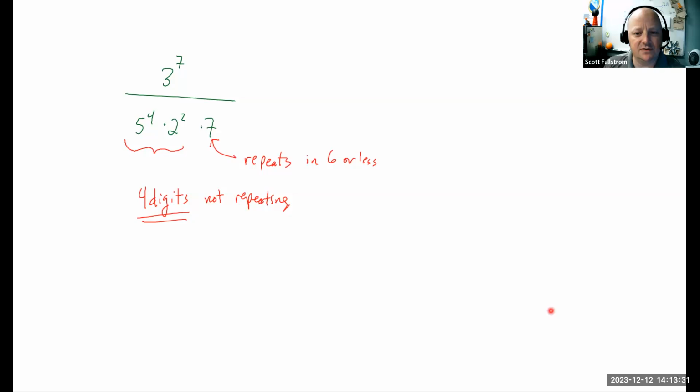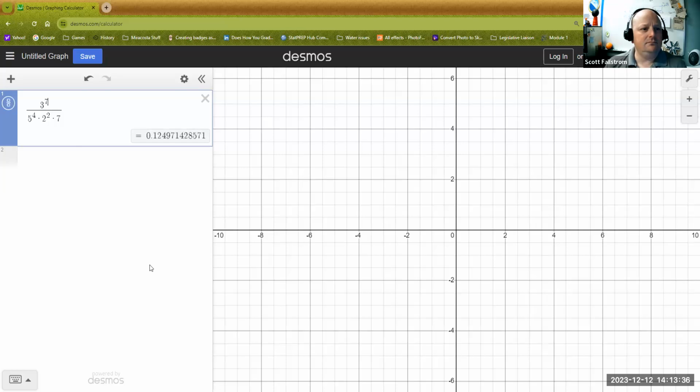Let's jump back over and check this out. So I have 3 to the 7th. Okay. So what did we say? We knew from the 5 to the 4th and the 2 squared, there would be 4 digits that do not repeat. Take a look at our answer. 0.1249. After that, because of the 7, it's going to look like the sevenths pieces. I end up with 714285, 714285, right?